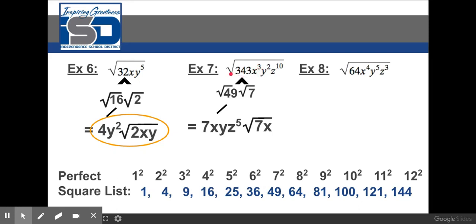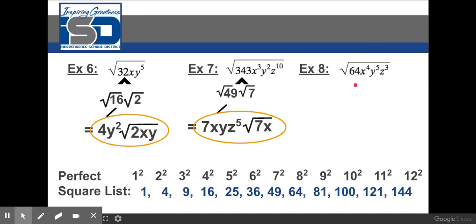Hopefully you are seeing that if we are taking the square root and our exponent is odd, then that means we're going to have one left over, which makes sense because odd numbers can't be divided by 2, so we'd have one left over. The evens do divide by 2 evenly, so that's why they all get taken out on the outside. So final answer, 7x, y, z to the fifth times the radical of 7x.